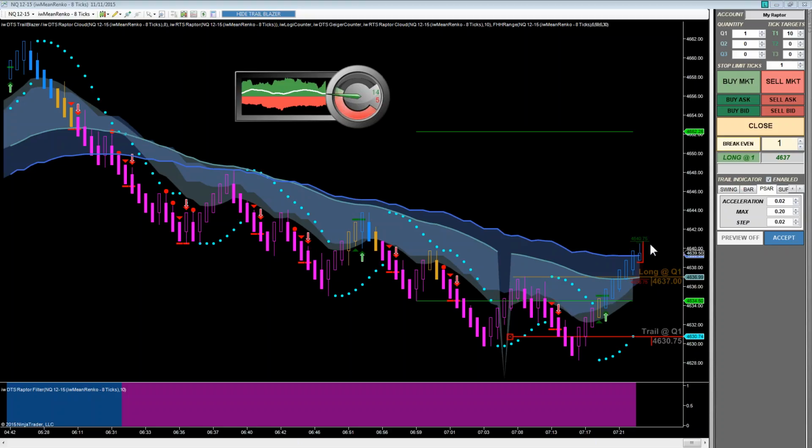So it looks like we would have gotten to our first target here. And we're getting a little bit of a reaction, but I'll see if we can't run this out a little bit just to show you how the trade manager works, managing the stops. Mark makes a very good comment here.